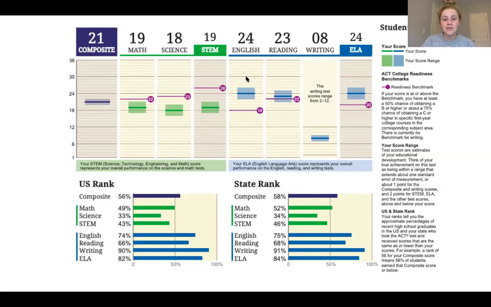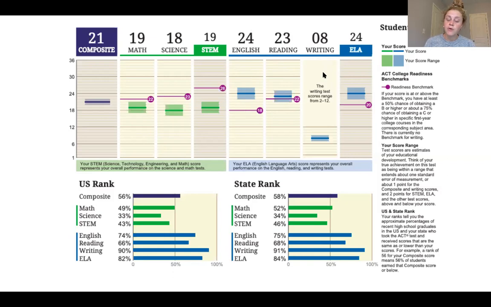So again, moving to the right, we're in our English section now. This student got a 24, which is far above that college readiness mark according to the ACT, which is awesome. Next to that, in their reading section, this student got a 23, again falling above that college readiness benchmark, which is great. The next section is the writing section.